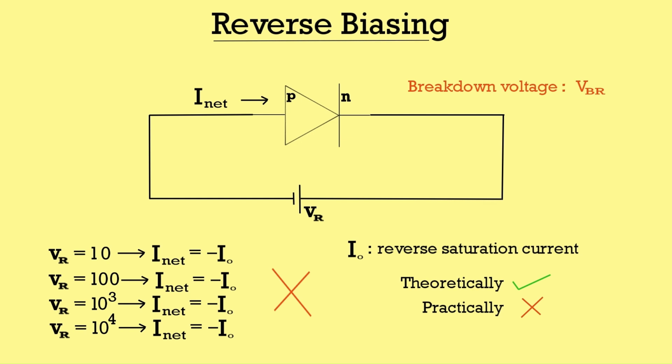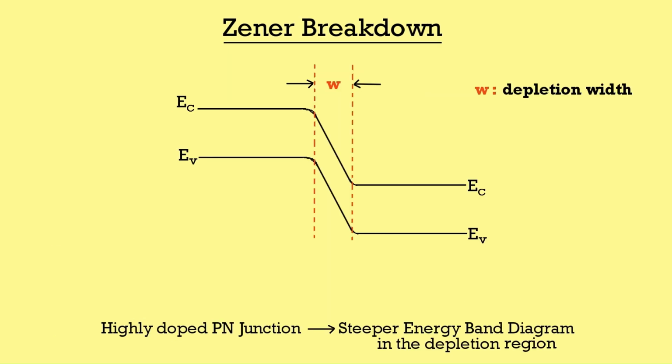There are mainly two types of breakdown mechanism: Zener breakdown and avalanche breakdown. We will talk about Zener breakdown in this lecture and will discuss about avalanche breakdown in the next lecture. Zener breakdown occurs when a junction is heavily doped. The energy bands in such cases cross each other at relatively low voltages.